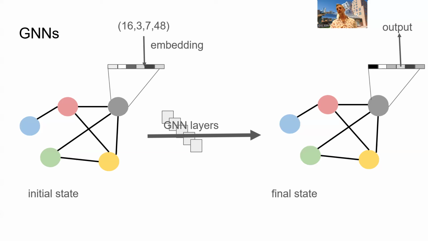So we're starting with our initial embedding. We're performing some number of operations, passing information back and forth, and then we're going to generate an output. Okay. That's the overall workflow.